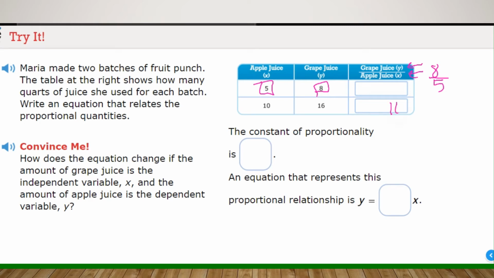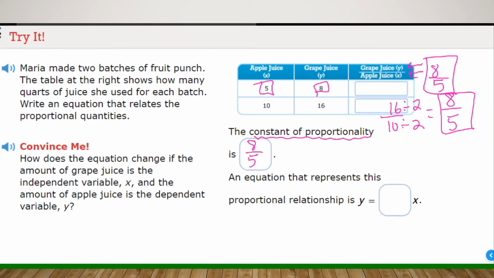So we have 16 over 10. Now we need to make sure we always simplify, and these are both even numbers, so I know they are divisible by 2. 16 divided by 2 is 8, and 10 divided by 2 is 5. Notice they both simplify to 8 over 5. Both ratios simplify to 8 over 5, so this lets us know that this chart is proportional. In order to have a constant of proportionality, the table must be proportional. So our constant of proportionality is 8/5.